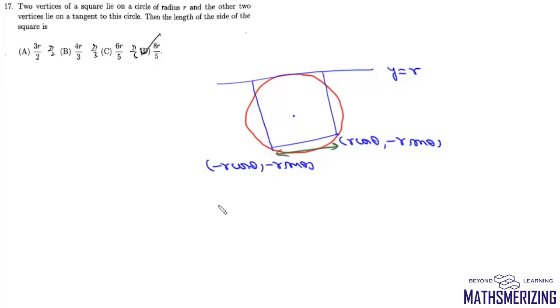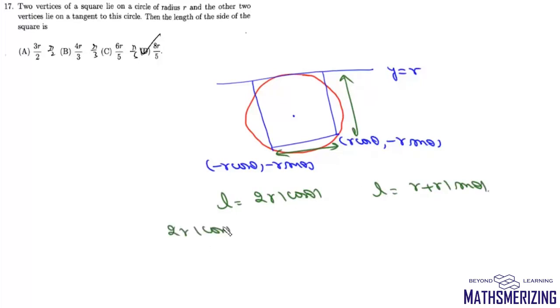Now this length will be 2r mod cos theta, and this length will be r plus r mod sin theta. Since it is a square, we get 2r mod cos theta must be equal to r times 1 plus mod sin theta. Now this r and r will cancel. We'll get 4 cos square theta equals 1 plus sin square theta plus 2 mod sin theta.